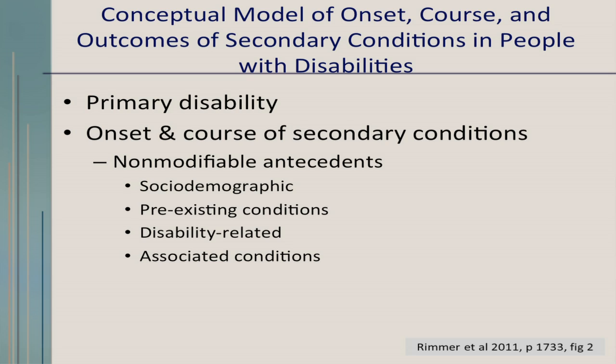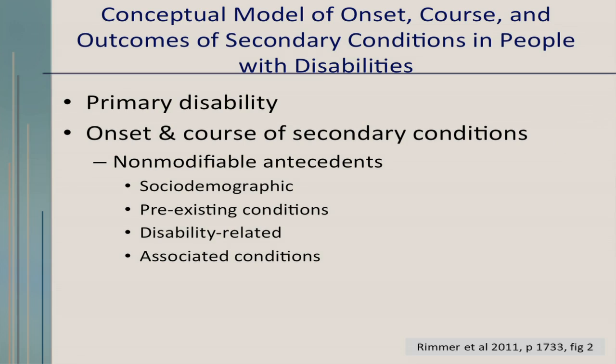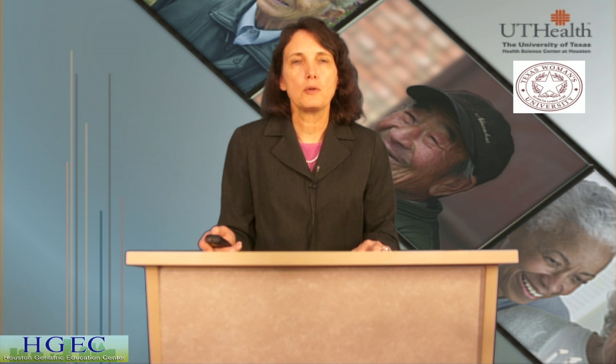So first he discusses the primary disability. So this would be the conditions such as the spinal cord injury, the stroke, and those kinds of things. So then we look at the onset and course of the secondary conditions. And he talks about the non-modifiable antecedents, or the precursors to the primary disability. So this would include socio-demographic areas such as age, gender, ethnicity, living situation, level of education and such. Also pre-existing conditions. Is this a person who had a pre-existing shoulder injury?